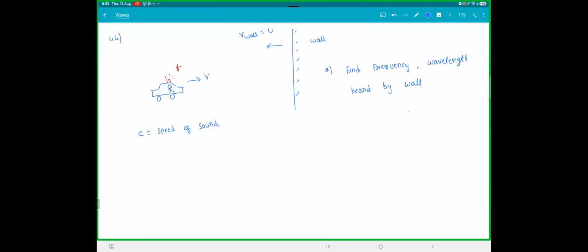After hitting the wall, you get an echo. This echo will travel back to the driver again. Find the frequency and wavelength of the echo heard by the driver. Find the number of beats heard by the driver. Now the driver will actually hear two different frequencies.